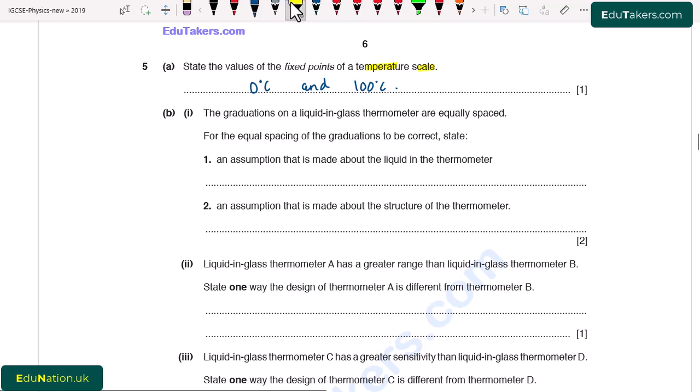Part B, 1. The graduations on a liquid in glass thermometer are equally spaced. For the equal spacing of the graduations to be correct, state an assumption that is made about the liquid in the thermometer. So the liquid expands uniformly. It means equal expansion for each degree rise of temperature. So I write here the liquid expands uniformly.